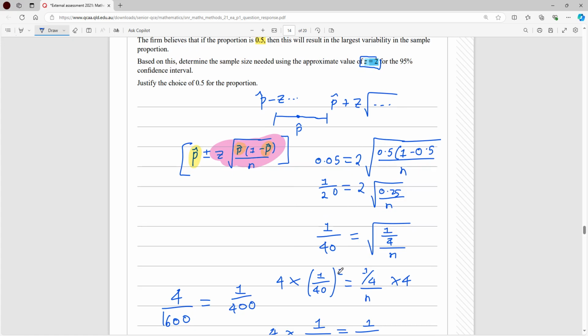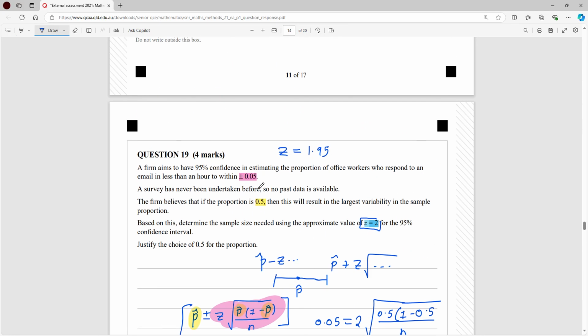But yeah, so just have a justified response. Obviously have all this working in here, but you also have to have that written response as well talking about that, okay? Alright, if you have any questions about this one here, leave something in the comments and I'll try my best to answer it.